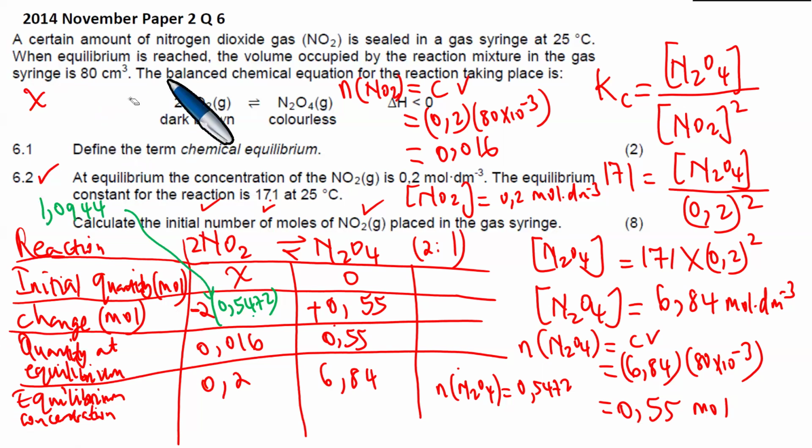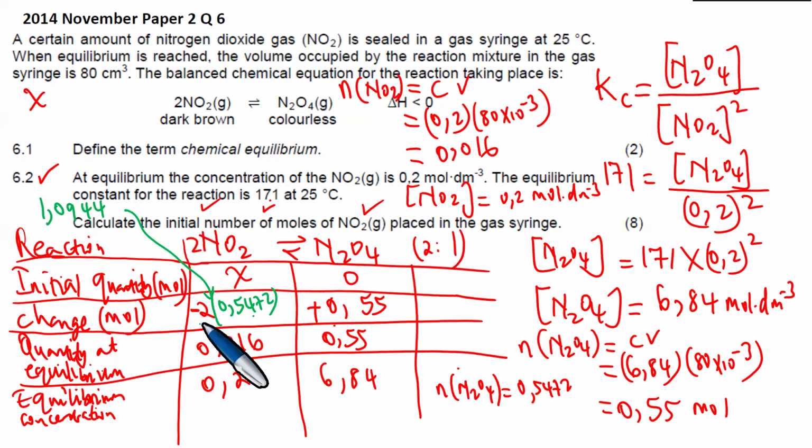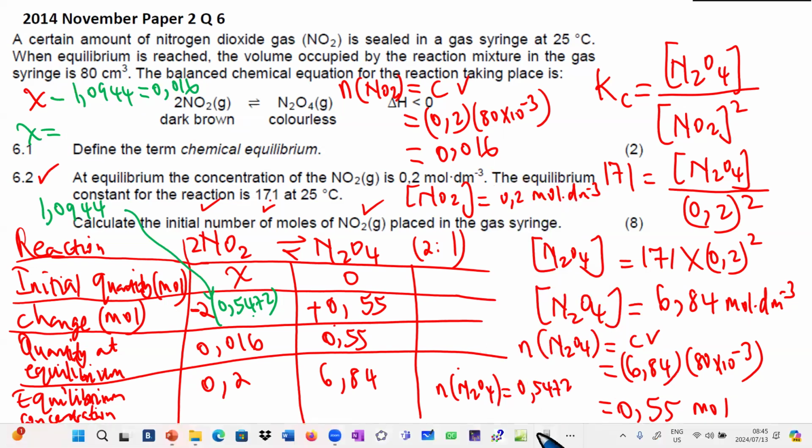Now we say the change, we put plus minus. We use minus because we start with this, then it undergoes reduction, and this one increases. So now we say minus this guy here, so it's x minus whatever. Then we have equilibrium, what is left. So now it is minus 1,0944, which is 0,016. So we add the answer.